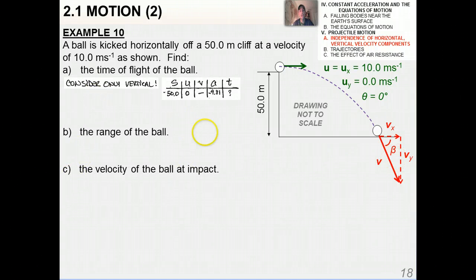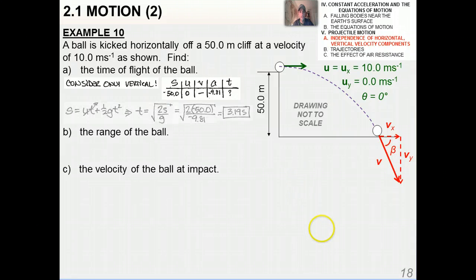Now the time of flight of the ball is very simple. Remember, I just treat the ball as if it's falling vertically. Because time doesn't have x and y components, obviously, it'd be really weird if it did, I don't have to deal with time as a vector. The time in the vertical is the same as the time in the horizontal. So considering only the vertical, here's my SUVAT table. I solve for t, and I get 3.19 seconds for that ball to fall from rest.